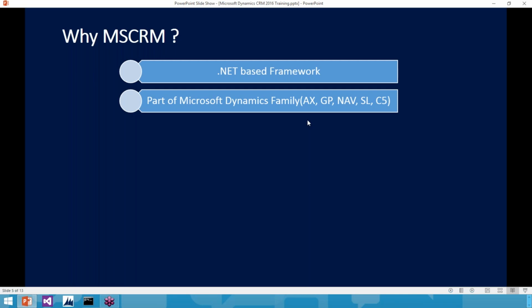People with CRM plus AX skills, that's a very good skill. CRM plus GP, very good skill set. CRM plus NAV, very good skill set.